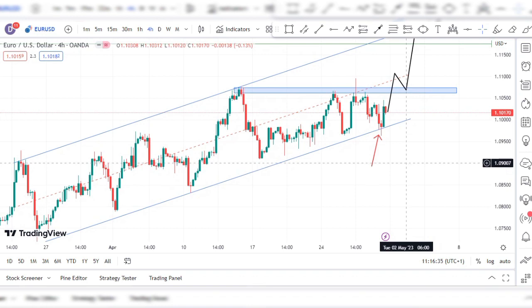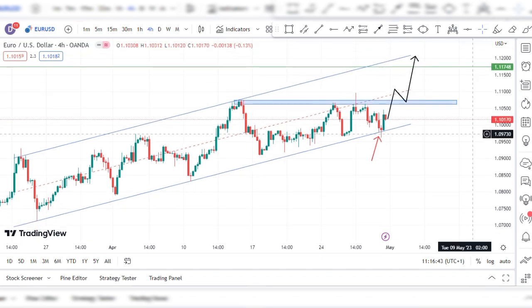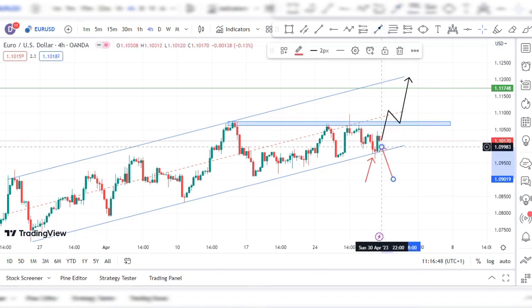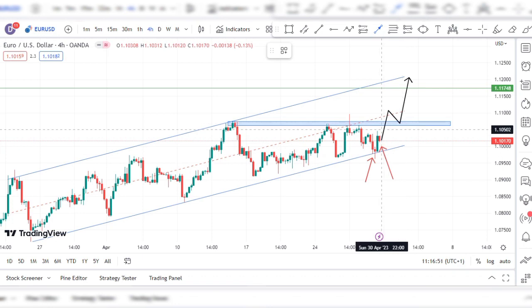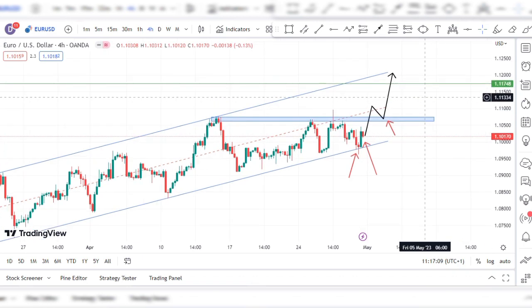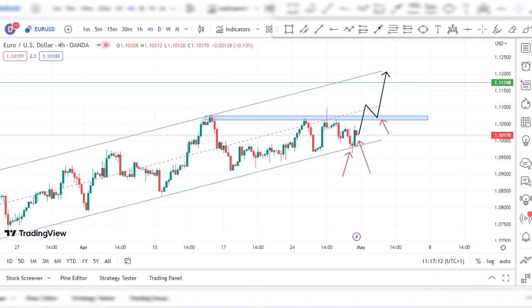So with what we've seen so far, there are very good opportunities to capitalize on. You can either take your trade from here, or you can wait for price to break this resistance area, come back to retest it, and then take your buy trades from there. Either way, they're all very good opportunities. All you need to ensure is proper risk management, and hopefully the price should go in the direction that we want it to. So that's my analysis for Euro USD.